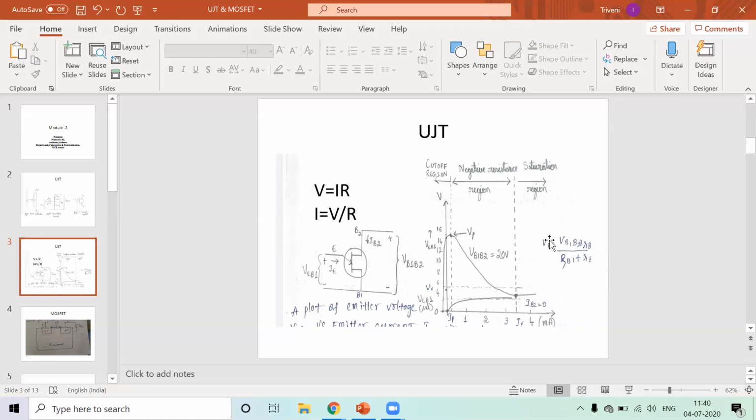Whenever the voltage is increasing, the resistance is also increasing. That's why this region is called the negative resistance region, because this should not happen. Whenever the voltage increases in Ohm's law, the resistance should be less. But here in the equation which we have obtained in the UJT, whenever the voltage is increasing, the RB1 is also getting increased. So this region is called the negative resistance region. After a certain point, the current becomes saturated. That region is called the saturation region.